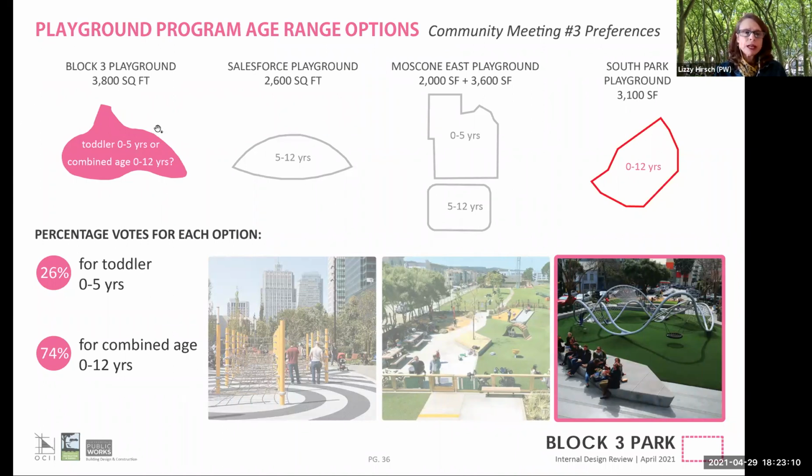So this is a 38 square foot playground footprint. And you can see, as far as the results from the community meeting, we got very clearly 74% voted for a combined age play. This is an example of that at South Park. It's actually slightly smaller than our footprint, so we have a little more space.